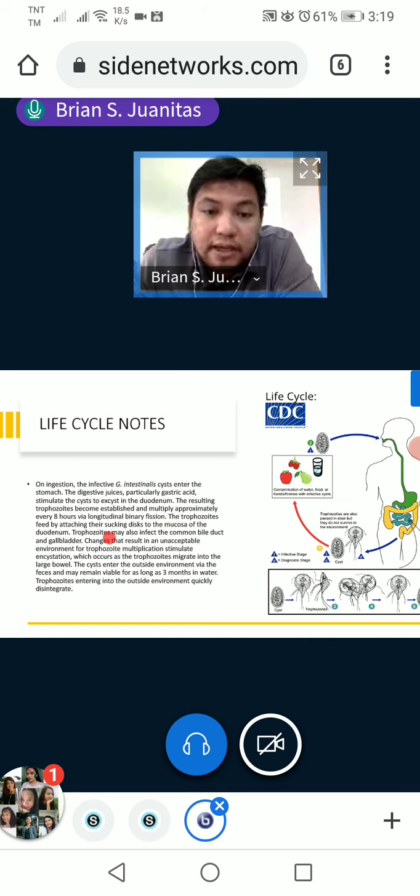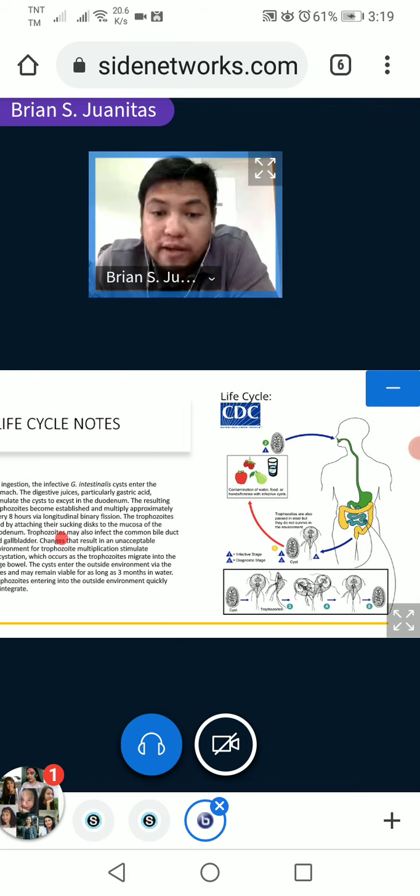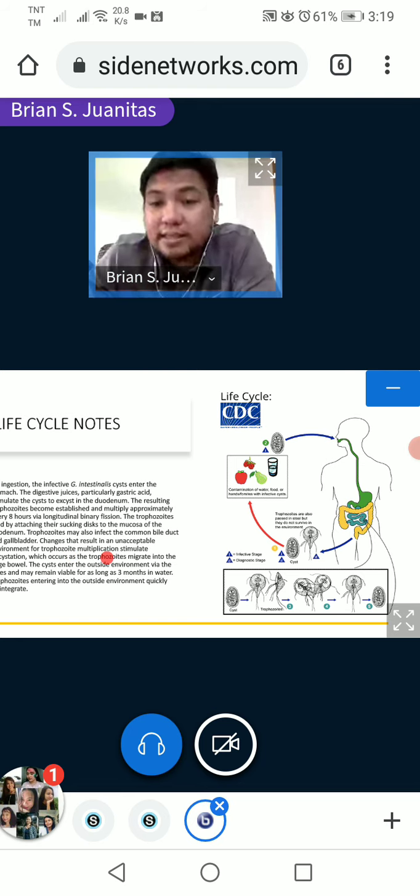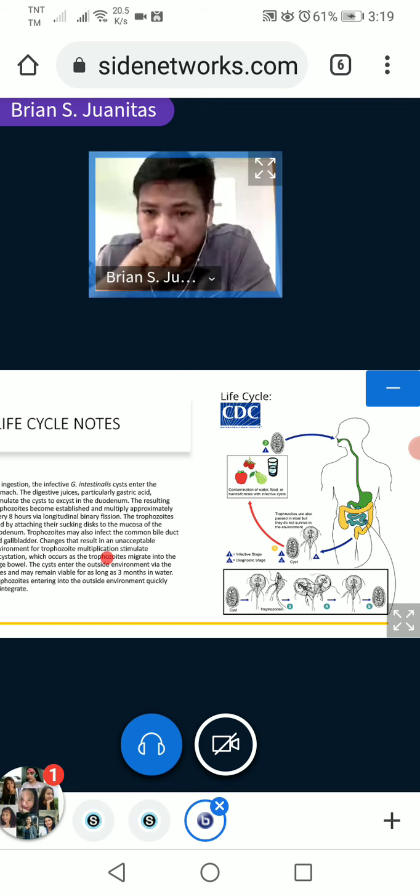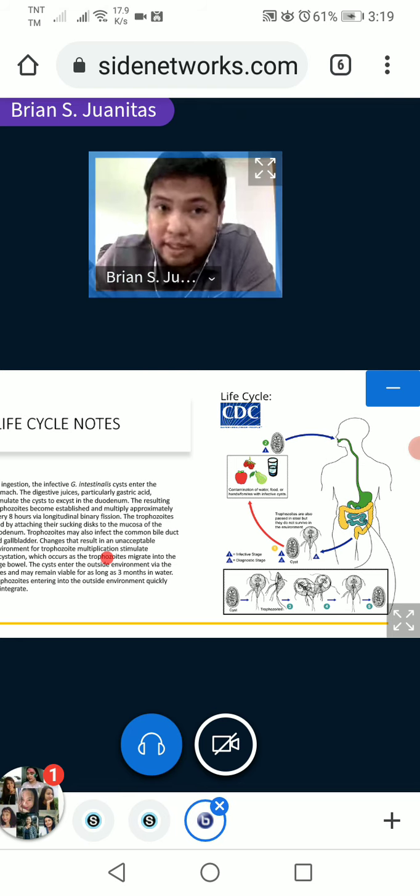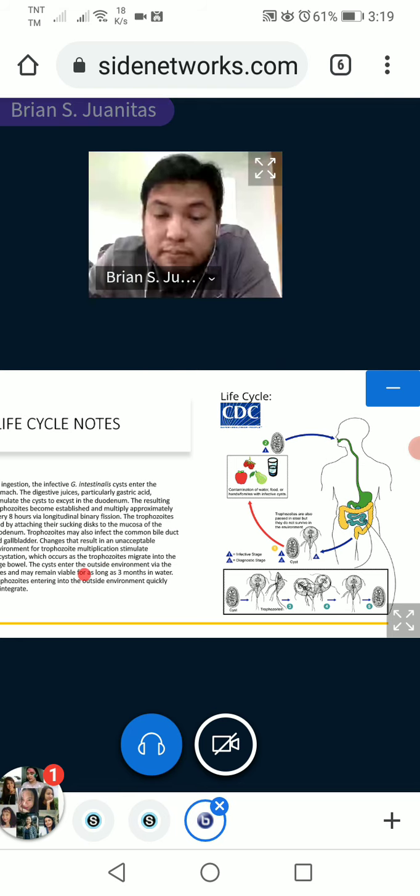Okay? The trophozoites feed by attaching their sucking discs to the mucosa of the duodenum. The trophozoites may also infect the common bile duct and gallbladder. Changes that result in an unfavorable environment for trophozoite multiplication stimulate encystation. So from trophozoite, it will undergo encystation, becoming a cyst again, so that it can survive the harsh environment, the outside nature. Okay? Outside, it becomes a cyst.